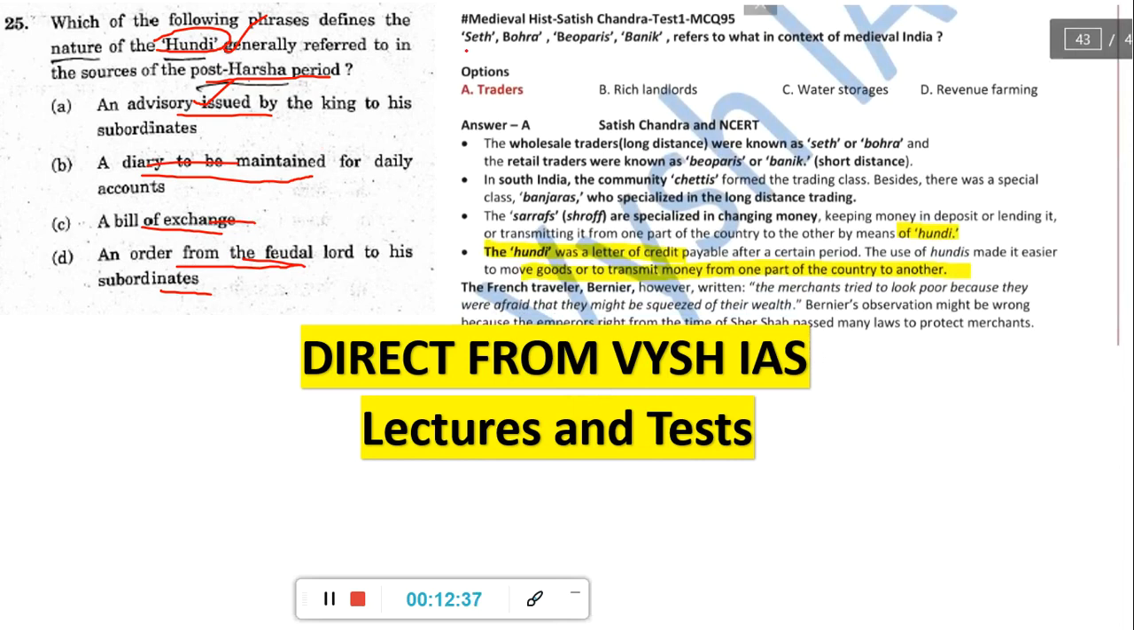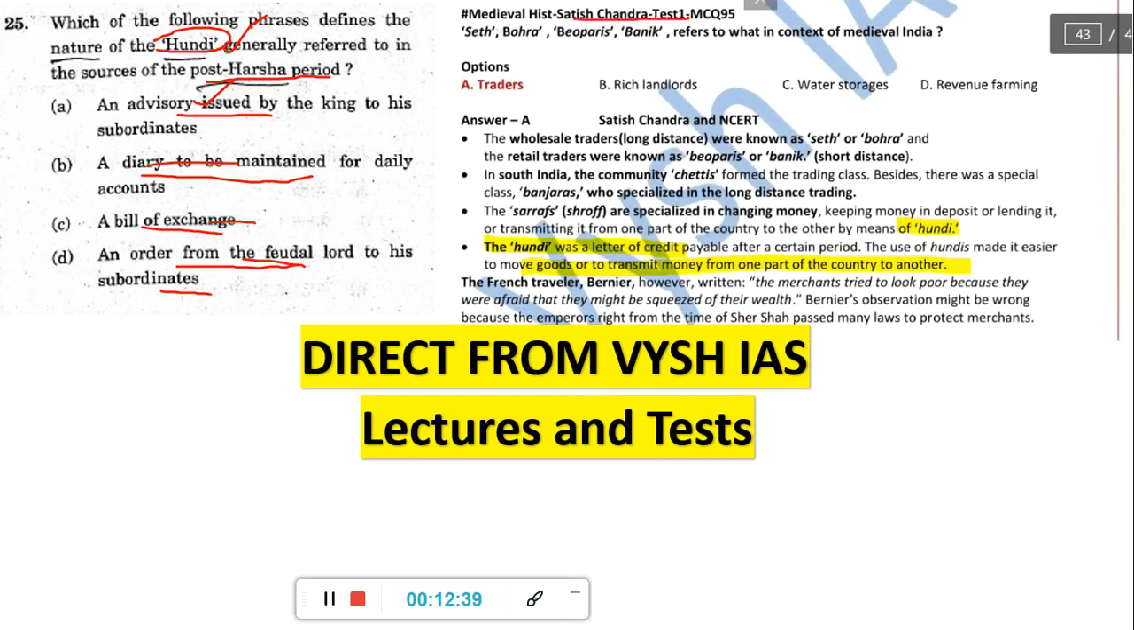So here in medieval history, again Satish Chandra. In one test you could have solved 3 questions already, which I showed you now, back to back. Here, what do these terms refer to in the context? These are traders. This is one question we asked, and in the explanation we told what this is. This is a letter of credit, meaning you are giving a receipt kind of thing when goods go from one part of the country to another.